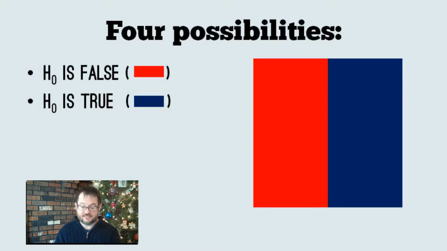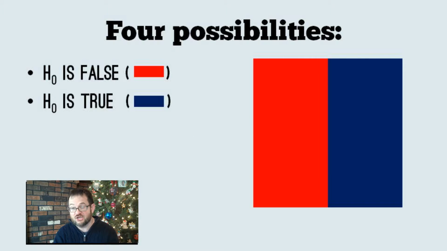One possibility is that really H naught is false. And I'm going to color in that region in red. You'll see what this means in just a little bit. And maybe another possibility is H naught is true. I'm not saying I'm accepting or rejecting. I'm saying in the real world, God looking down from heaven could actually tell us H naught is true or H naught is false. Okay, I'm using data trying to figure that out. But there's a reality. Either H naught is true or H naught is false.